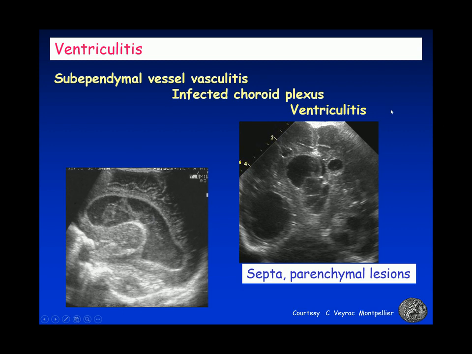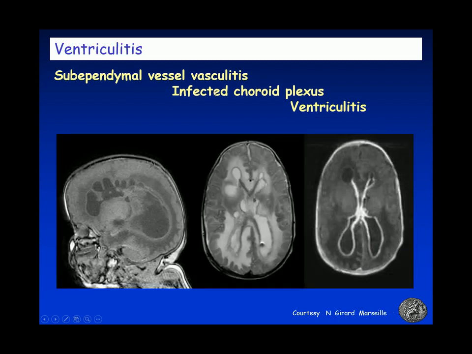And if you go on coronal scans, you see the material into the third ventricle, and also you see liquefied lesions into the parenchyma. So you have ventriculitis plus different clastic lesions into the brain parenchyma. Subependymal vasculitis, infected choroid plexuses, and ventriculitis.